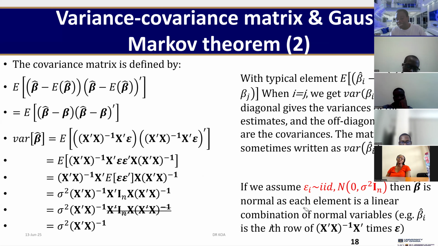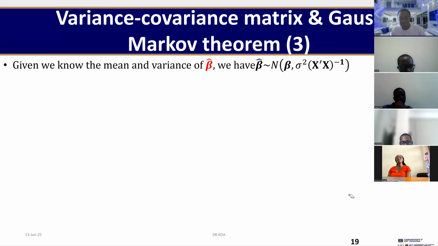If we assume that the error is independently and identically distributed, normally distributed with a zero mean and a constant variance, we can now conclude that the beta cap is normal, as each element is a linear combination of the other variables. So given that we know the mean now, and we know the variance of beta cap, we can now say that beta cap is distributed normally with this beta and with that variance.